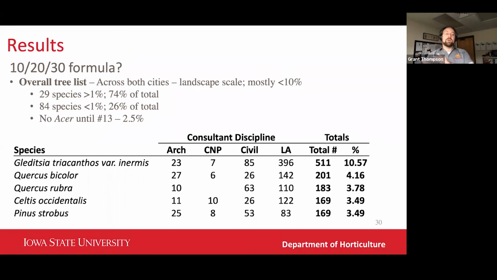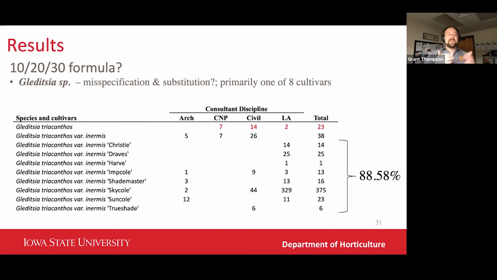We did not look at the entire city's inventory to determine if what was specified here is filling gaps or exacerbating problems in these city inventories. So this is strictly looking at the site plans. When we dig into that Gleditsia number, so we said about 10% of everything specified was one of these honey locusts. It's interesting because some of them were maybe misspecified.